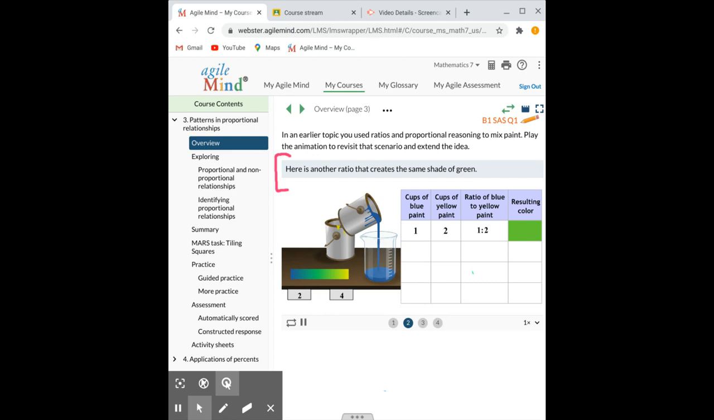Hey, I got some people saying their stuff's lagging. Just log out and log back in and see if it fixes it.